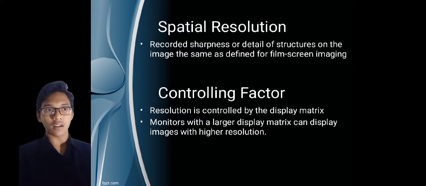The smaller the acquisition pixel size, the greater the spatial resolution. Spatial resolution is measured in line pairs per millimeter. Current digital imaging systems employed for general radiography have spatial resolution capabilities ranging from approximately 2.5 LP per millimeter to 5.0 LP per millimeter.